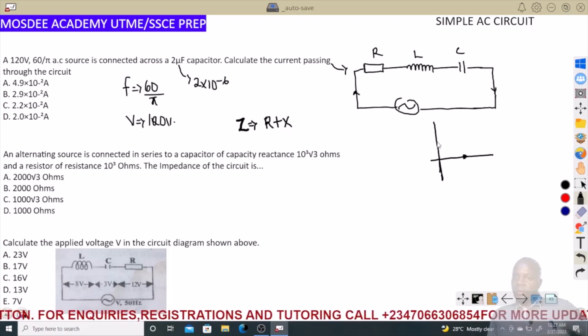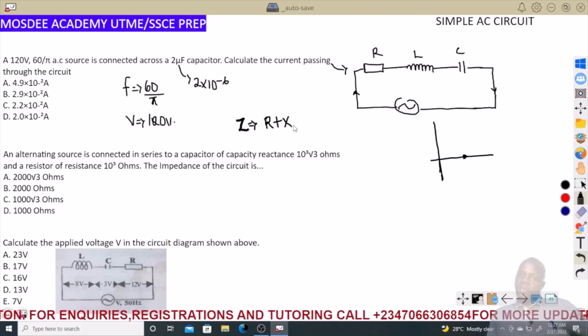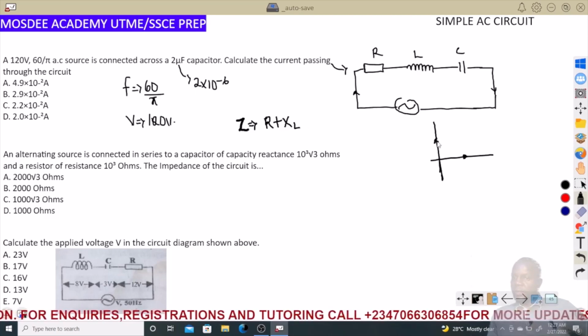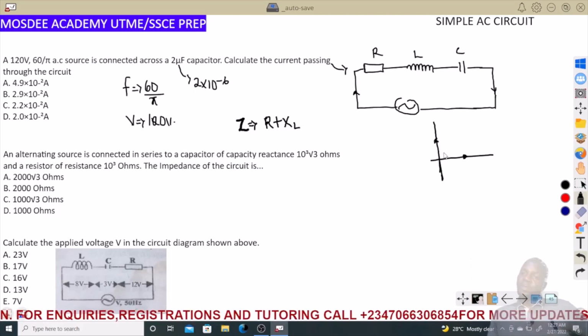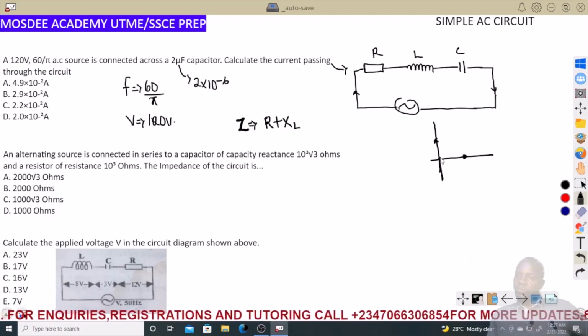Then the other one is drawn, the X can be XL or XC. If it is XL, it is positive, then it will be around this side. Nobody will ask you this, to be honest. I'm just trying. Then you draw the resultant of the two, which is along this.